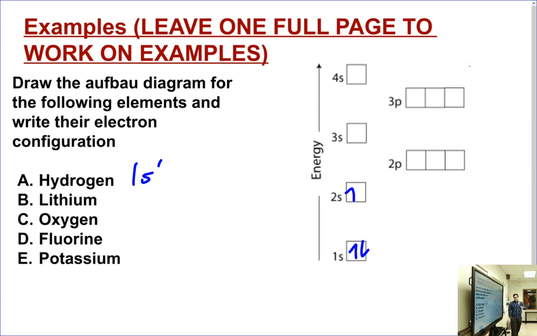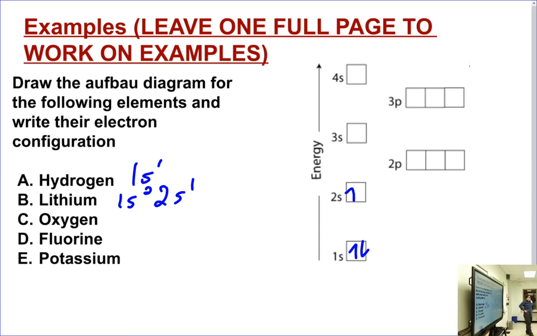We write all the way across. In the first s orbital, how many electrons are in it? 2. In the second s orbital, there's 1 electron. So you write the electron configuration as 1s2, 2s1. So that's how you write it.